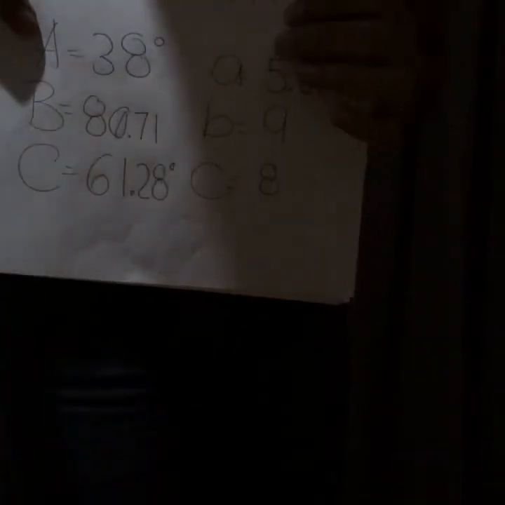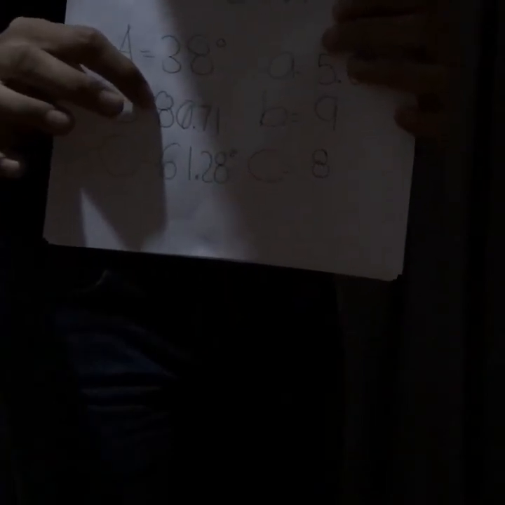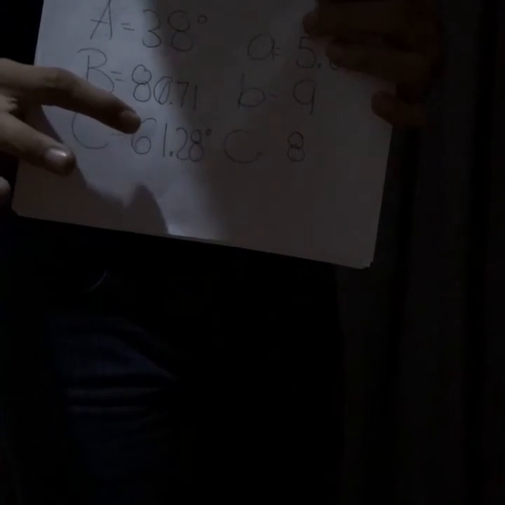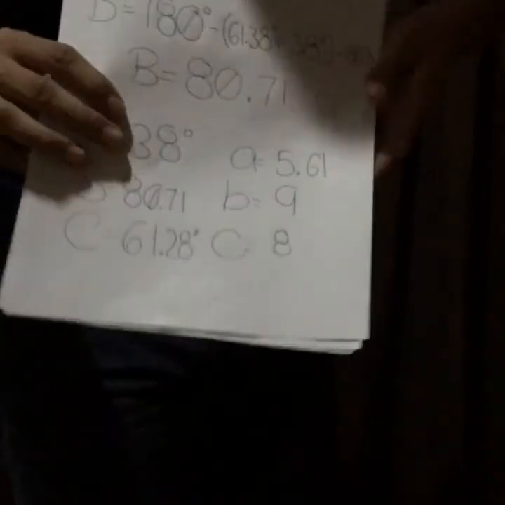So that's how we finish all, and we know all the measures and all the angles. Angle A is equal to 38 degrees, angle B is equal to 80.71 degrees, and angle C is equal to 61.28. The measure A is equal to 5.61, the measure B is equal to 9, and the measure C is equal to 8. And that is how you get the values of a triangle. Thank you.